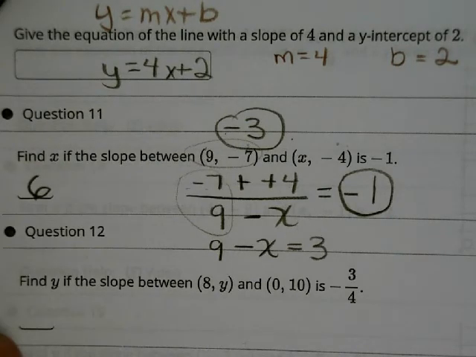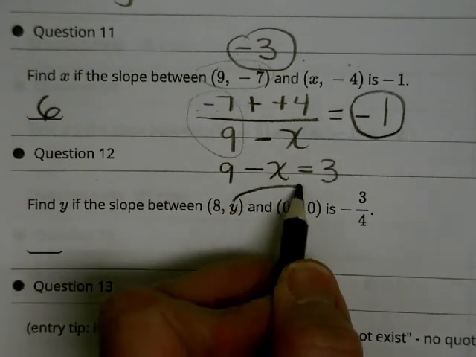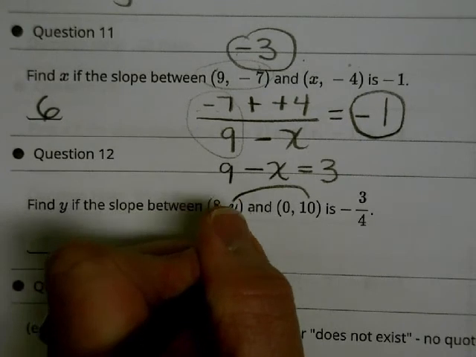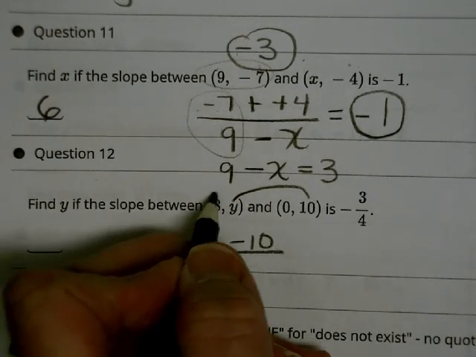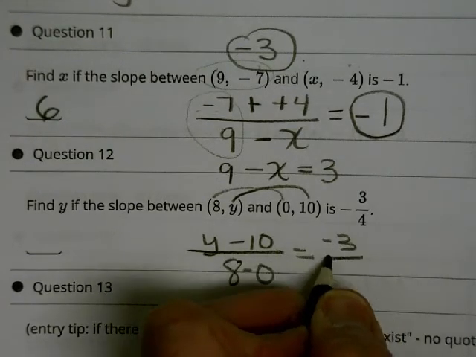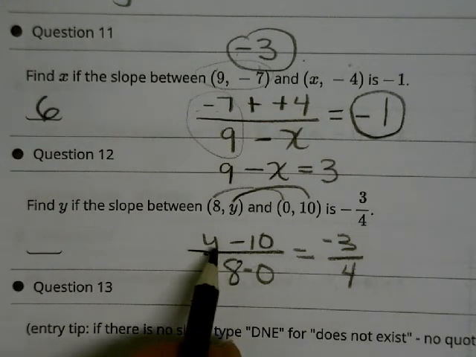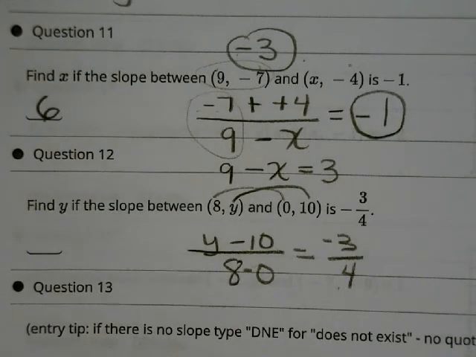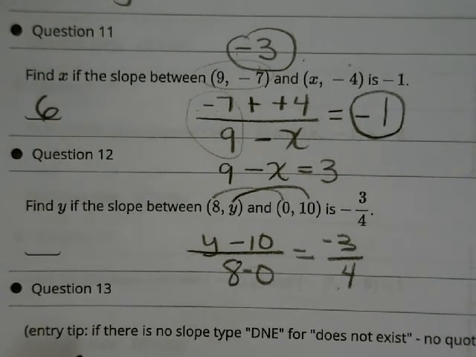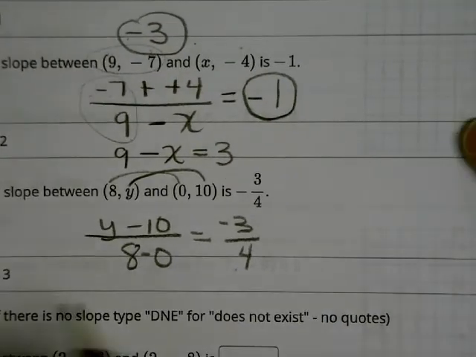So could you set that up without me? Practice, practice. Okay. So now we're going to find the y. So it's y minus 10 on top. Then the bottom is 8 minus 0. And that's got to equal a -3 over 4. Eek. That's pretty messy. Well, it isn't like I could set this equal to a -3 because 8 doesn't equal 4. Okay, you see why I couldn't do what I did up here? So we got to do some more algebra.